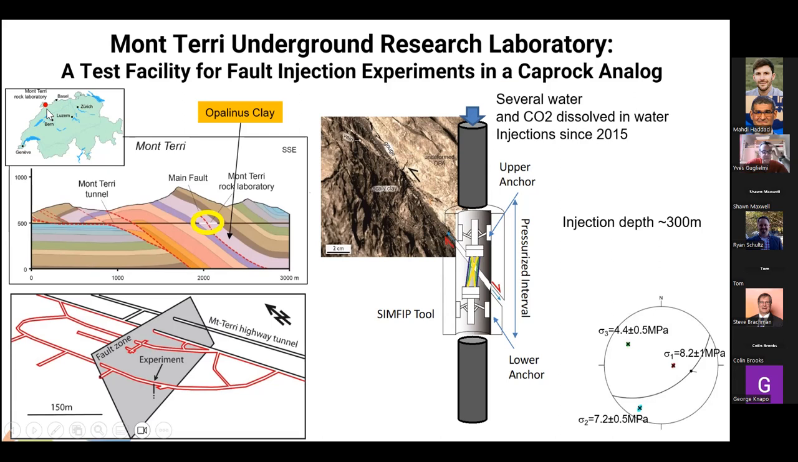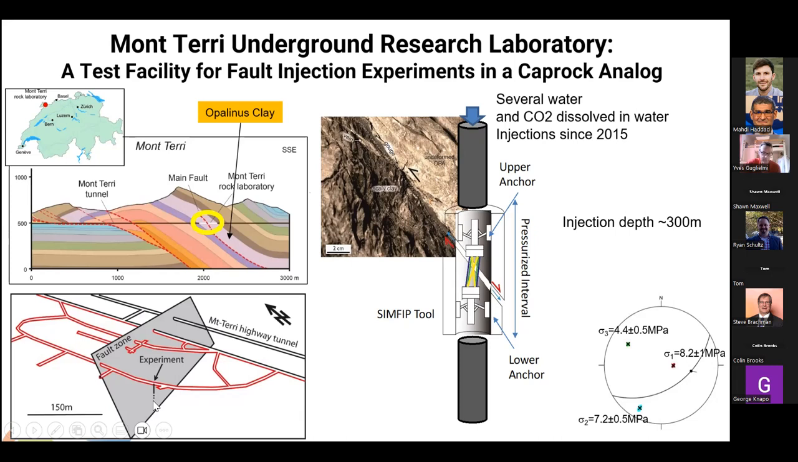And you see here on the lower left corner, you have the underground galleries in red. This site is interesting because the galleries, as you see, are intersected by one fault, which is the gray plane. And so we use the galleries to easily access the fault through short boreholes. And it is from these boreholes that we make experiments of fault activation.